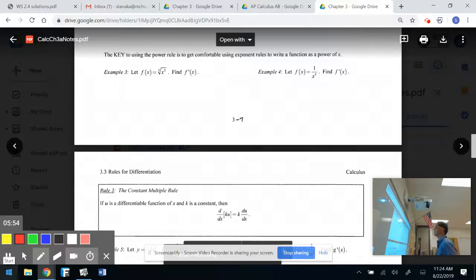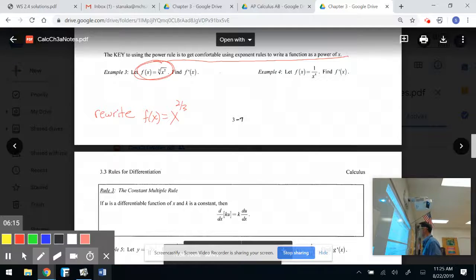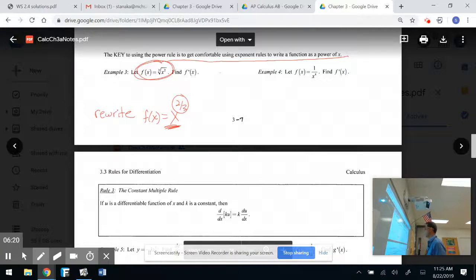Now, the key to using the power rule is to get comfortable using exponential rules to write a function as a power of x. If you see this right here, what should I do? Well, I should rewrite it first. You always want to rewrite these. If it's written in radical form, we rewrite it with a rational exponent, which is x to the 2/3. Then I've got a base of x with an exponent, so I can use the power rule for that.